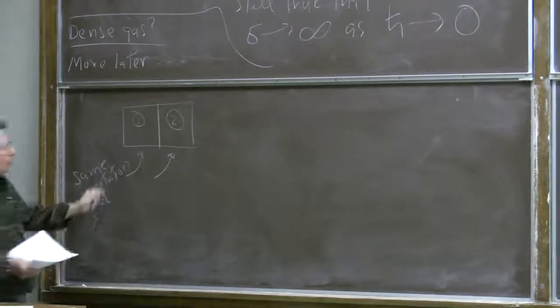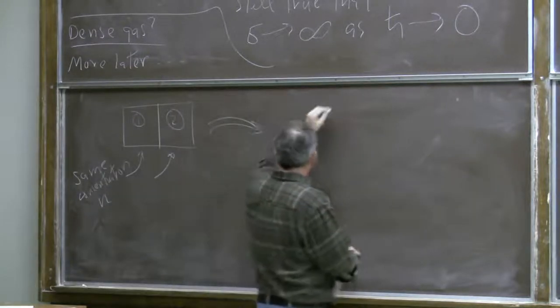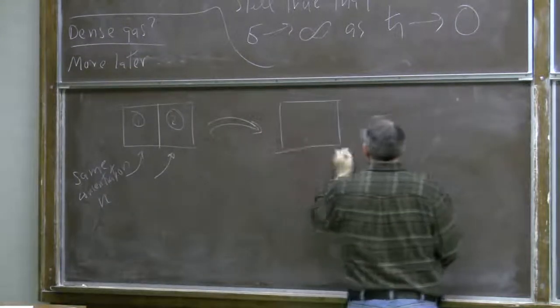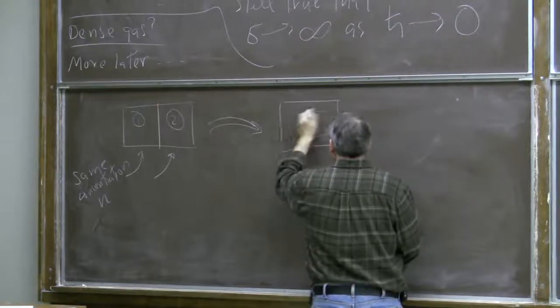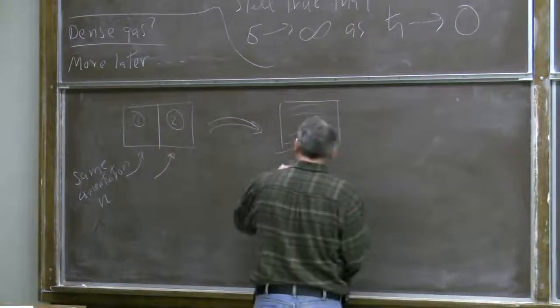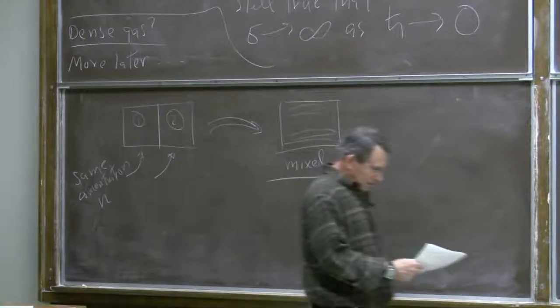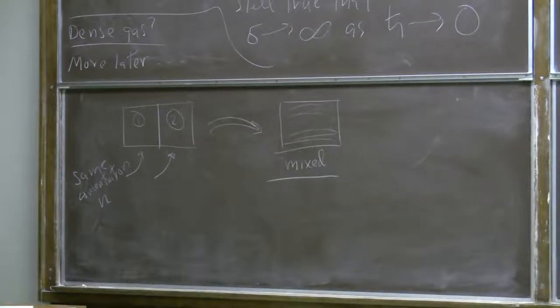And then we remove the wall. And so the gas from the 2 sides, initially separated, now mixes. So what happens to the entropy? Okay.